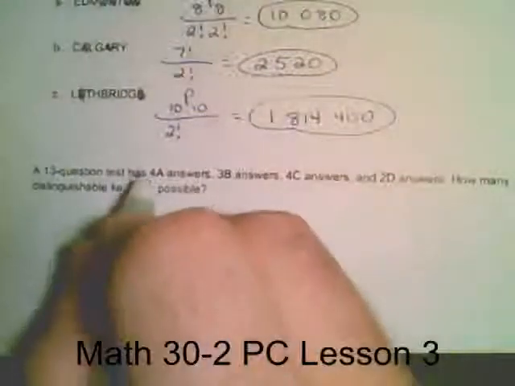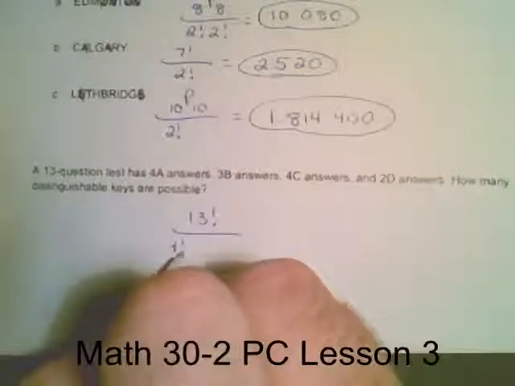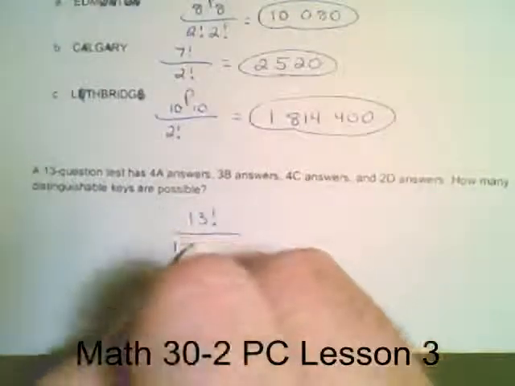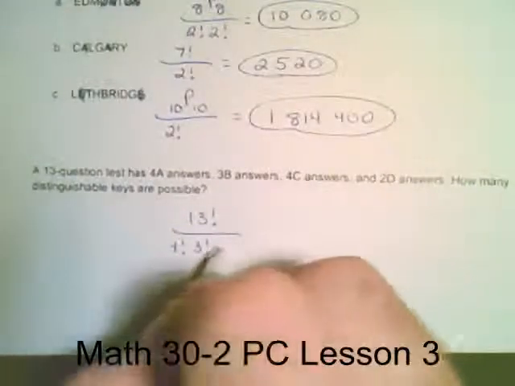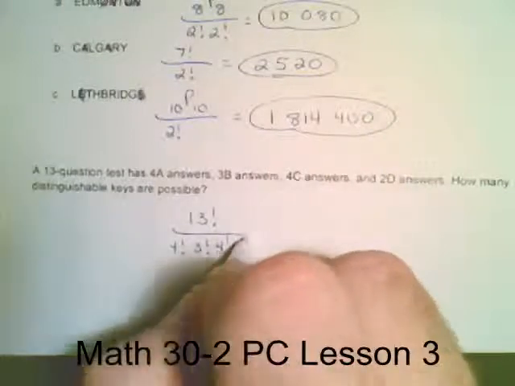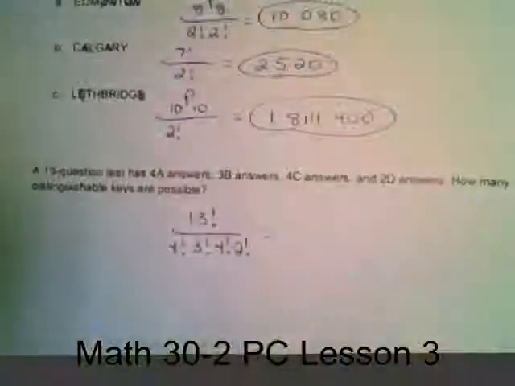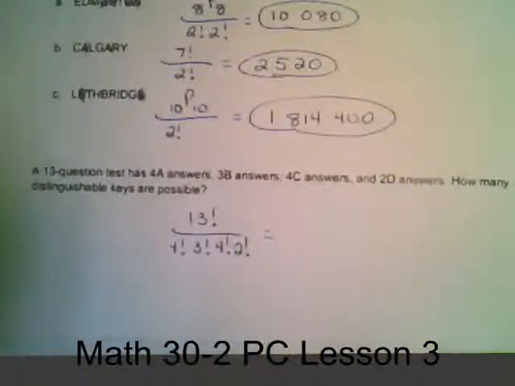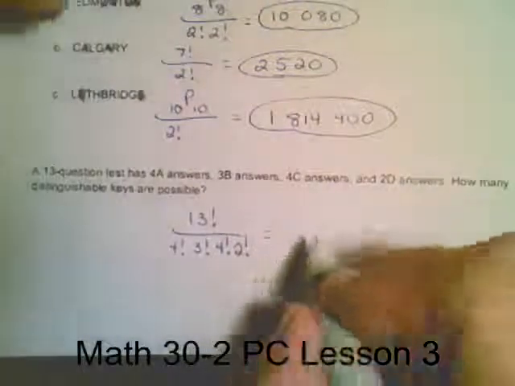Okay? Continuing on, a 13 question test has 4 A answers, 3 B answers, 4 C's, and 2 D's. How many distinguishable keys? Now this is assuming I can rearrange it however I want. Well, that's 13 questions, so it's 13 pick 13 or 13 factorial. There are 4 identical A's, so 4 factorial for the A's. 3 identical B's, so there's 3 factorial for the B's. 4 identical C's, so 4 factorial for the C's. And 2 identical D's, so there's 2 factorial there. And all I've got to do is figure this out.